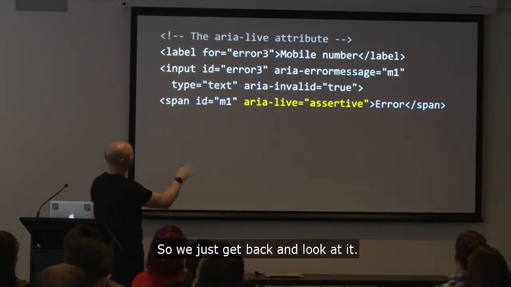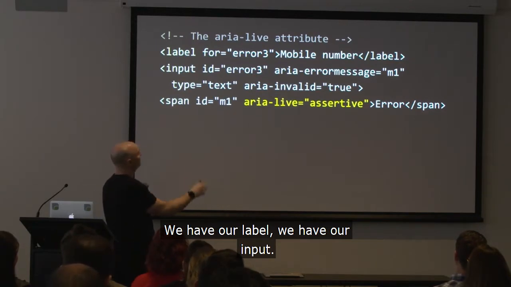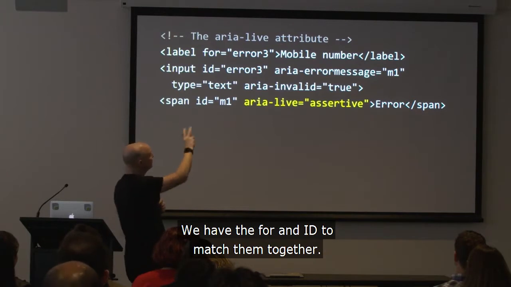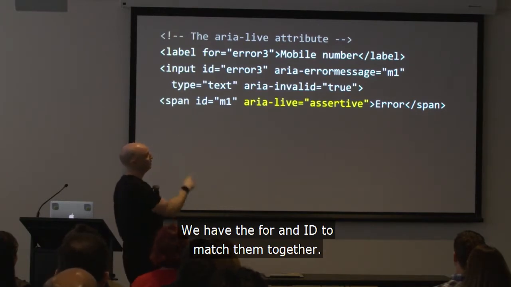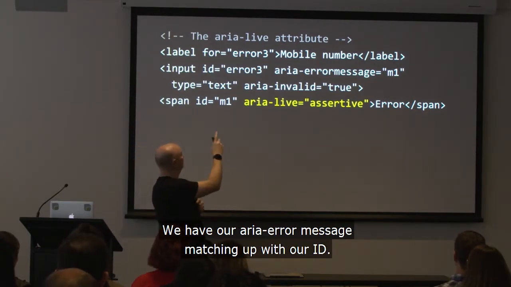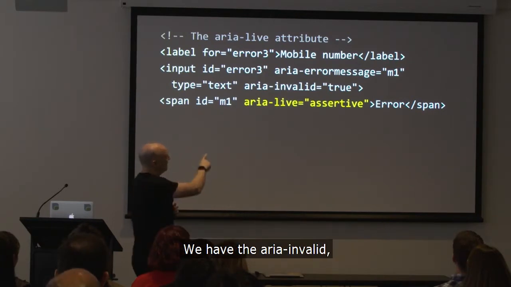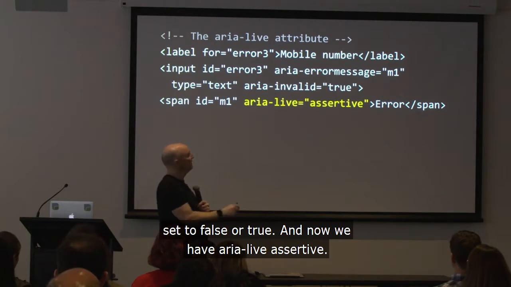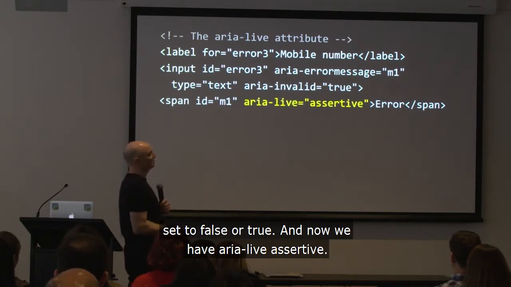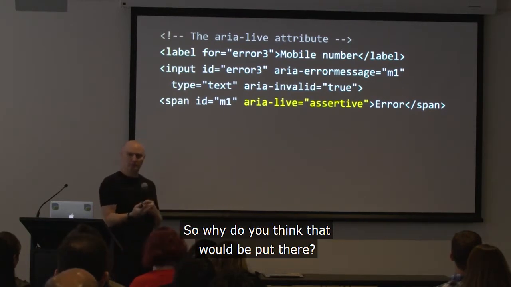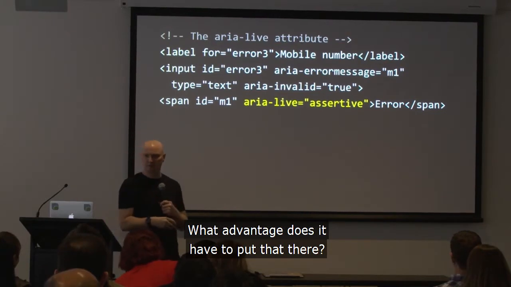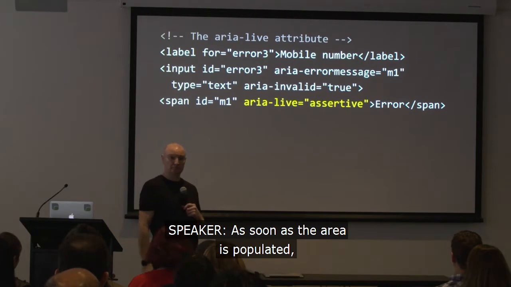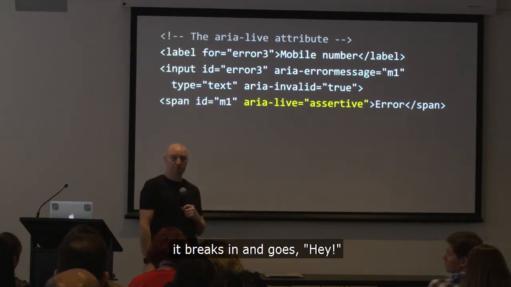So if we just go back and look at it, we have our label, we have our input, type equals text or whatever you need, we have our span, we have the for and ID to match them together, we have our ARIA error message matching up with our ID, we have the ARIA invalid set to false or true, and now we have ARIA live assertive. So why do you think that would be put there? What advantage does it have to put that there? As soon as the error is populated, it breaks in and goes, hey.